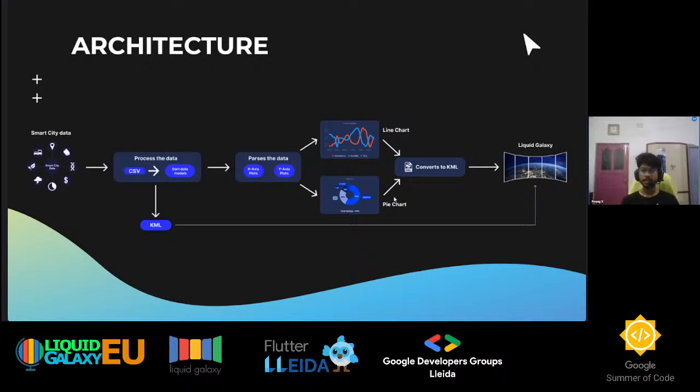Similarly for the pie chart, and after that, I have rendered the charts in the app. Now I have to convert it to KML also, so that the Liquid Galaxy can understand it. And if I have data in KML format, there are many data already available in the KML format. For example, sea level rising, the population graph, the water consumption graph.